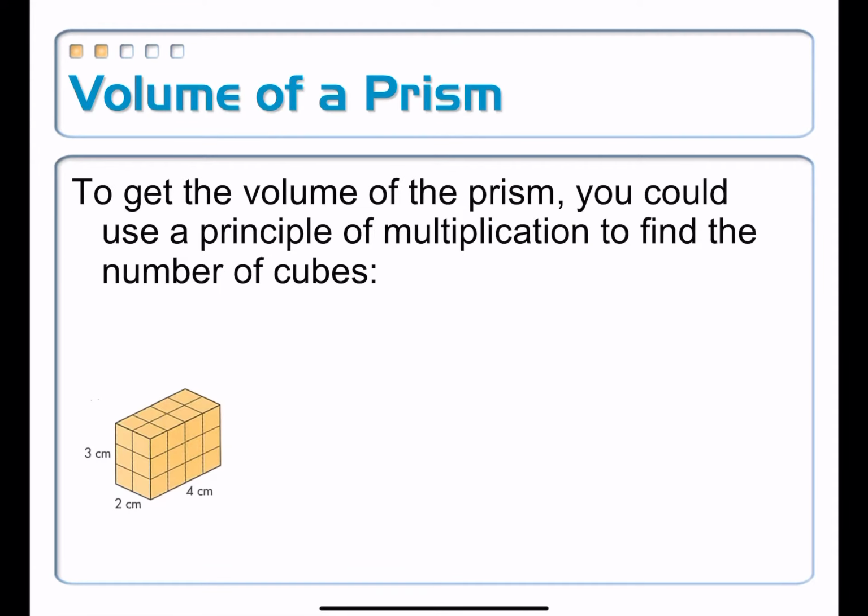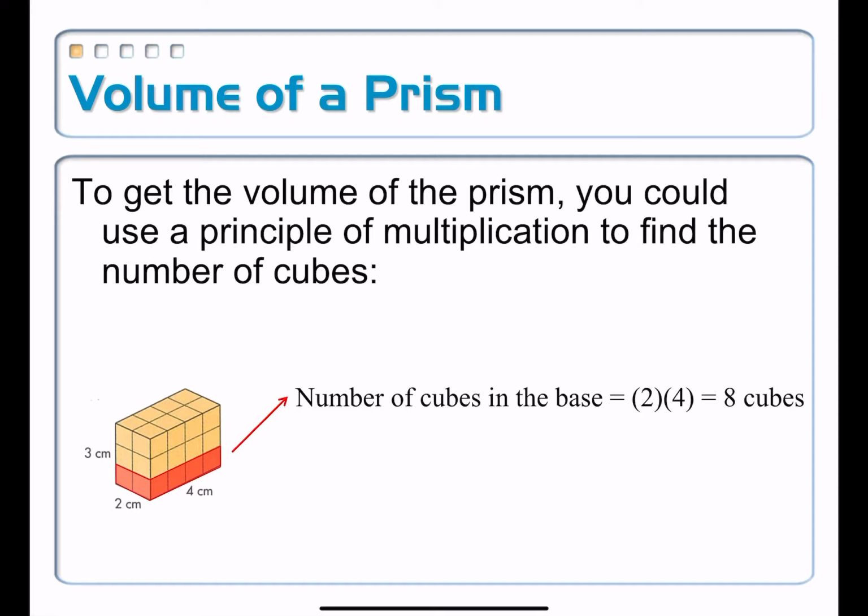All right. So if we want to get the volume of a prism that's not necessarily a cube, you can use the principle of multiplication to find the number of cubes. So let's take a look at that bottom layer down there. On this bottom layer here, it's 2 wide and 4 long. If I wanted to count up the number of blocks, I could physically count them, but it makes more sense to just use multiplication. That's 2 this way by 4 that way. There's a total of 8 cubes.